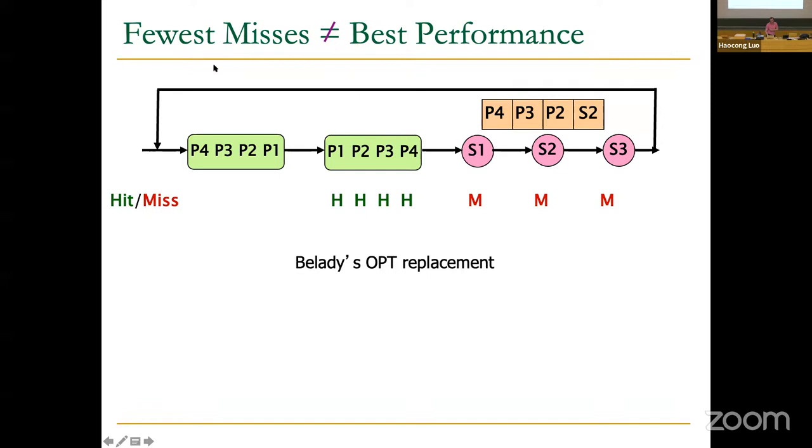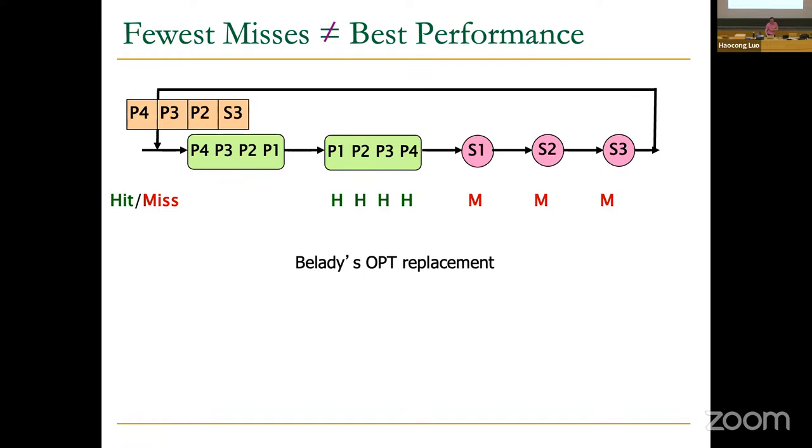And then when you get over here, you see P4. That's a hit, clearly. So these three are going to be hits because P4, P3, and P2 are in the cache. S3 is in the cache, and now you have P1. P1 is a miss because it's not in the cache, and P1 is going to replace S3, because S3 is the one that's going to be referenced furthest into the future, because you're going to reference P1, P2, P3, P4, all of them over here. Okay, so that basically gets us back to the steady state.